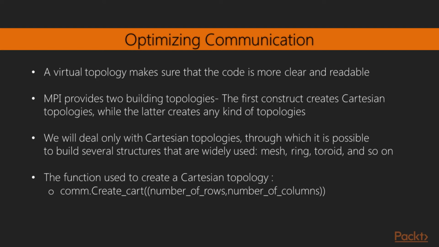MPI provides 2 topology-building constructs. The first creates Cartesian topologies, while the latter creates any kind of topology. Specifically, in the second case, we must supply the adjacency matrix of the graph that you want to build. We'll deal only with Cartesian topologies, through which it is possible to build several widely used structures, which are mesh, ring, toroid, and so on.